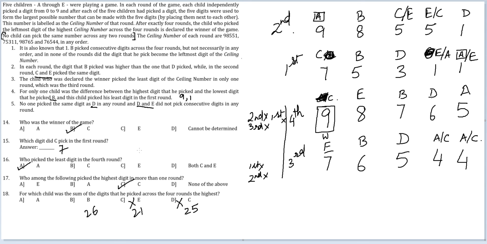B looks more likely to win. Finally, let's look at A. A has got 9 here, 1 here, 10. 10 plus 5, 15, 15 plus 4, 19. He has just got 19. So he is out of the running. So the child whose sum of digits picked across the 4 rounds is the highest, the answer is option B, B itself.